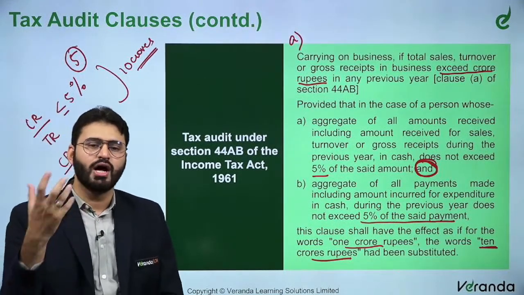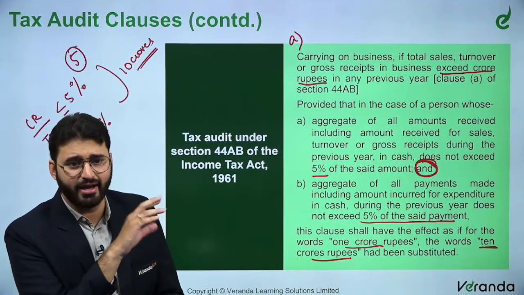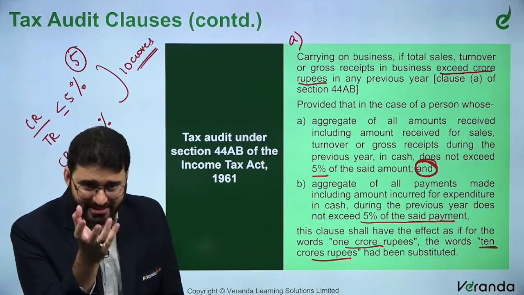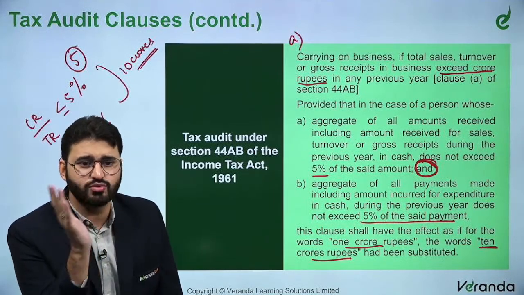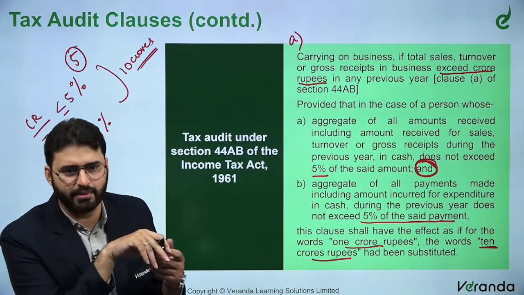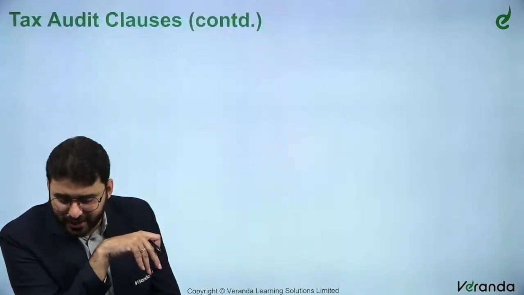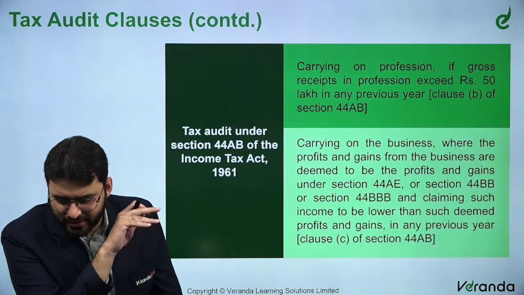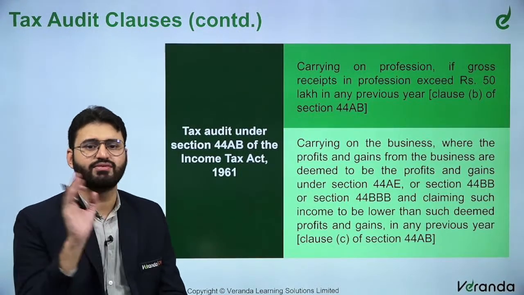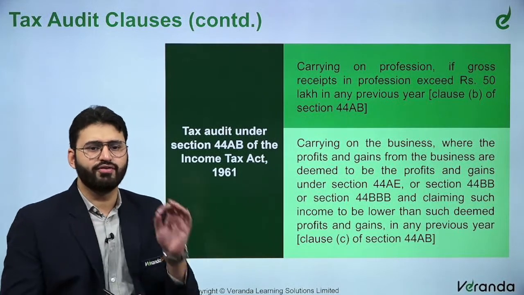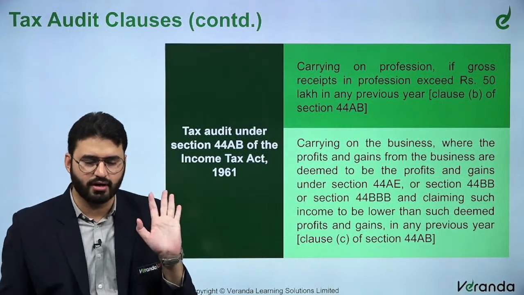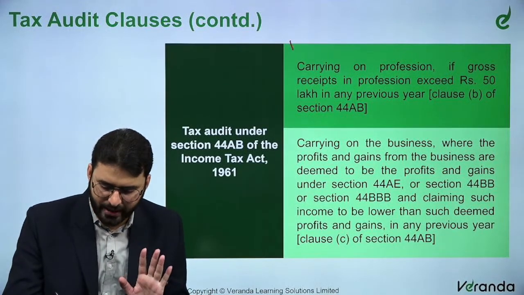Generally, we also refer to section 44AA of the Income Tax Act for profession. So, the assessee has to define, and the auditor has to decide on a case-to-case basis, what is the business and what is the profession. If it is a business, then this clause will be applicable. If it is a profession, then the other clause will be applicable. The clause says, carrying on profession, if the gross receipts in profession exceed 50 lakh rupees in any previous year. There is no exemption, nothing. If you are a doctor, this clause B will be applicable.